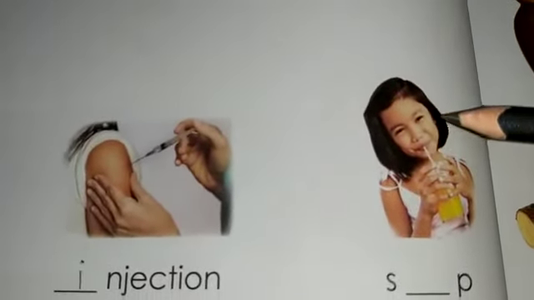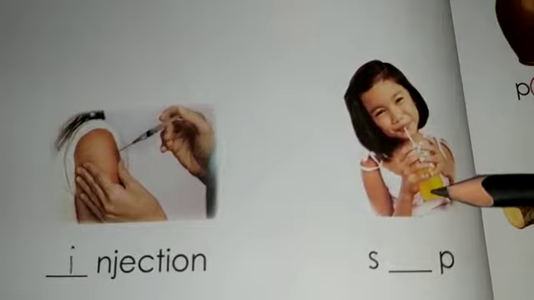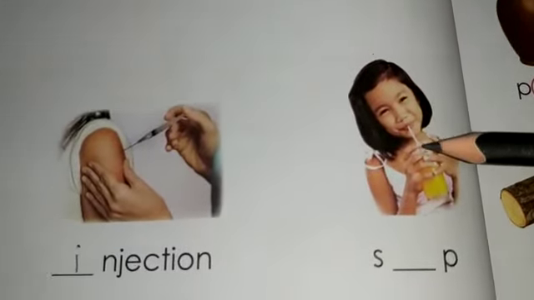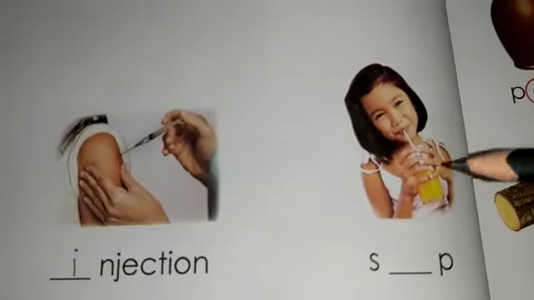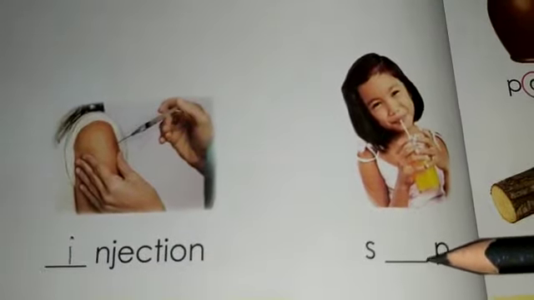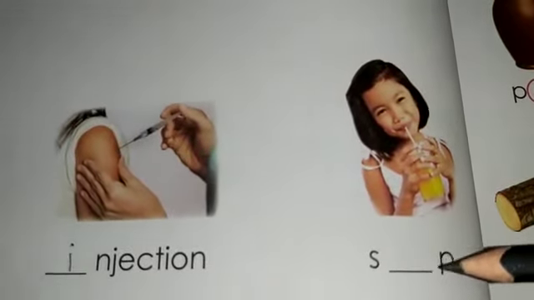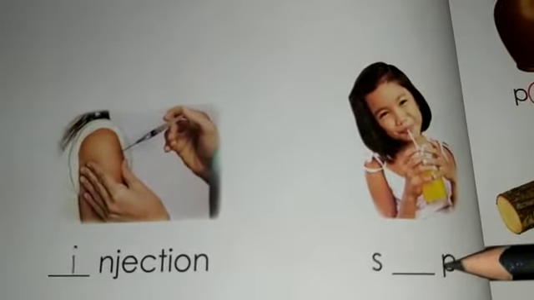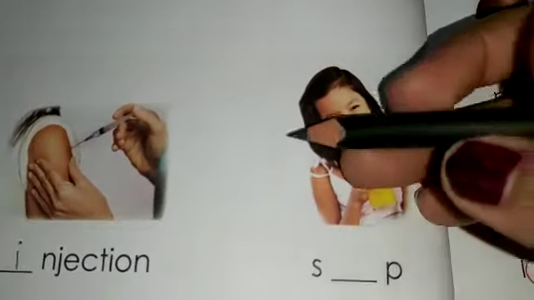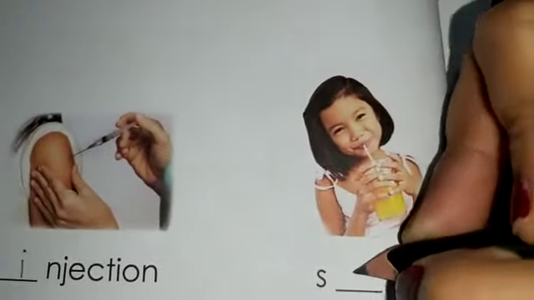What do you see? A little girl holding a glass in her hand with a straw, and she is taking a sip of her drink. So what is the word? Sip. S-I-P. Sip. So what is the missing vowel over here? I. So let's write down I over here.